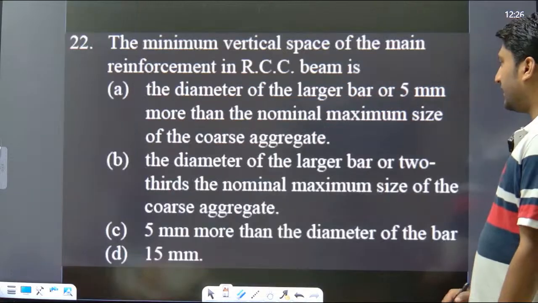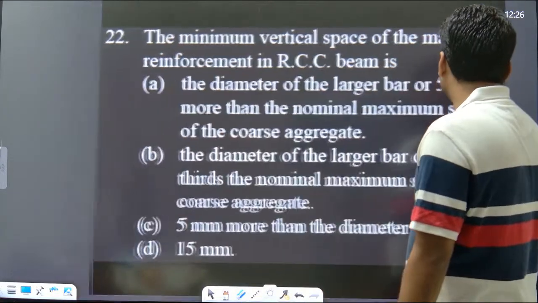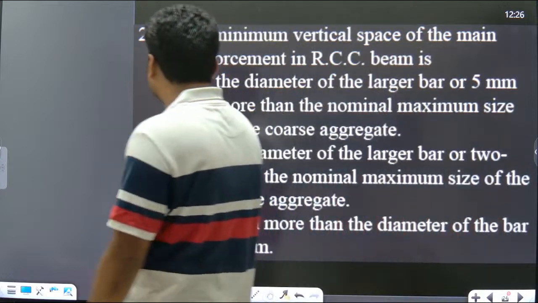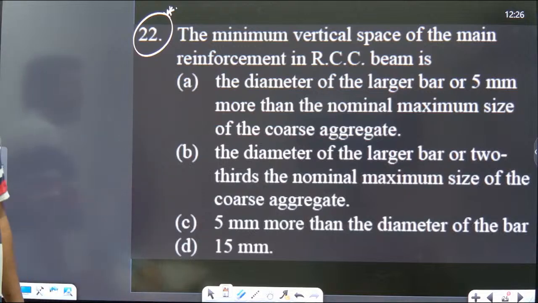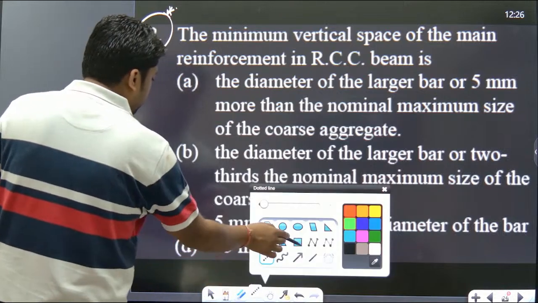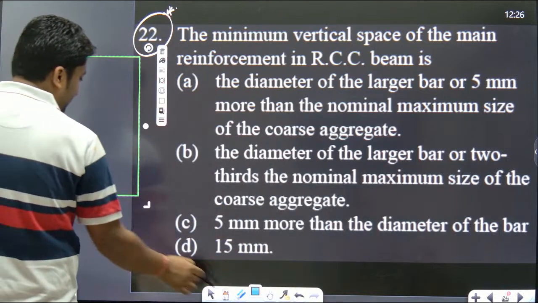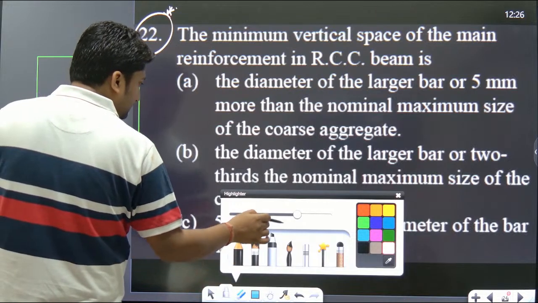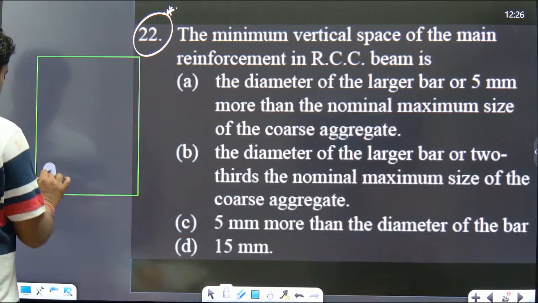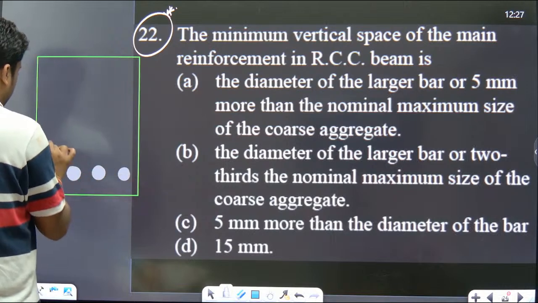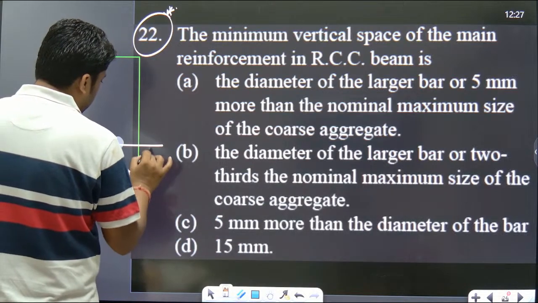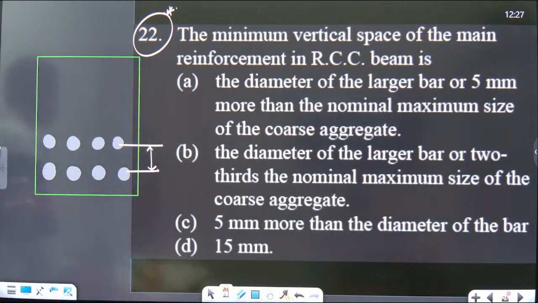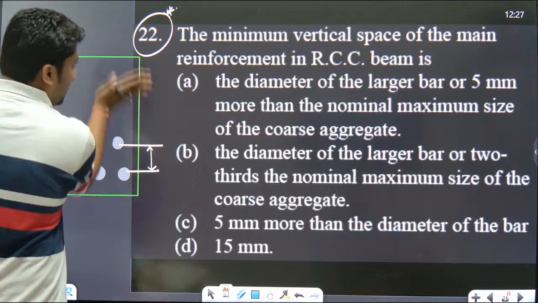Moving ahead, answer this question. This is one of the best or most important questions for your examination. Horizontal spacing we have seen. Here in the question you are asked about the minimum vertical spacing of the main reinforcement. So let us suppose this is the beam and this is one of the reinforcements. Here also you have provided reinforcement. So what is the spacing between them, this maximum spacing? Here you are asking about the vertical spacing.